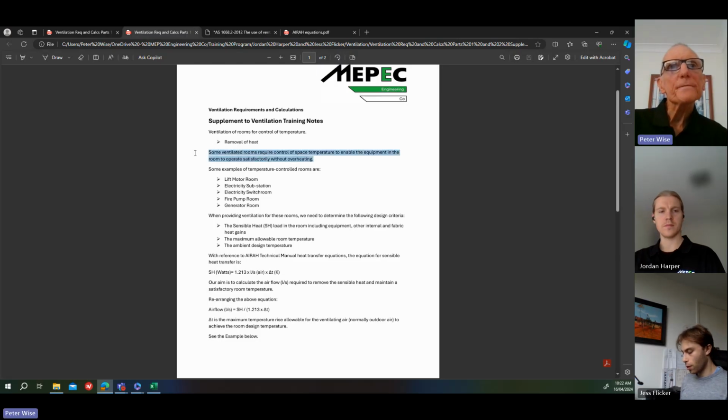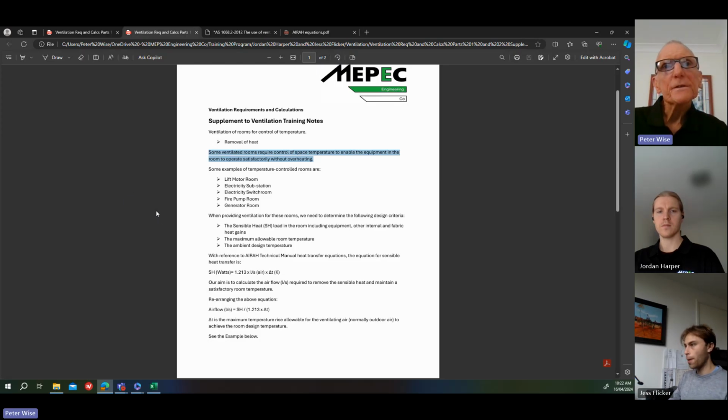So some ventilated rooms require control of space temperature to enable the equipment in the room to operate satisfactorily without overheating. Some examples are the lift motor rooms, substations, switch rooms, fire pump rooms, generator rooms. The one you probably come across most would be a lift motor room or a switch room, where for the lift motor room in particular, there is an Australian standard, I think it's AS 1735 from memory, which actually spells out the maximum temperature you can have in the lift motor room.